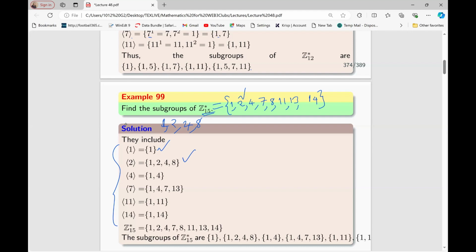Is that okay? Let's check 4. 4 once is 4. 4 twice is 16. We are doing it mod 15, and this gives us 1. So we've already reached the identity element. That means 4 generates 1, 4. Is that okay?